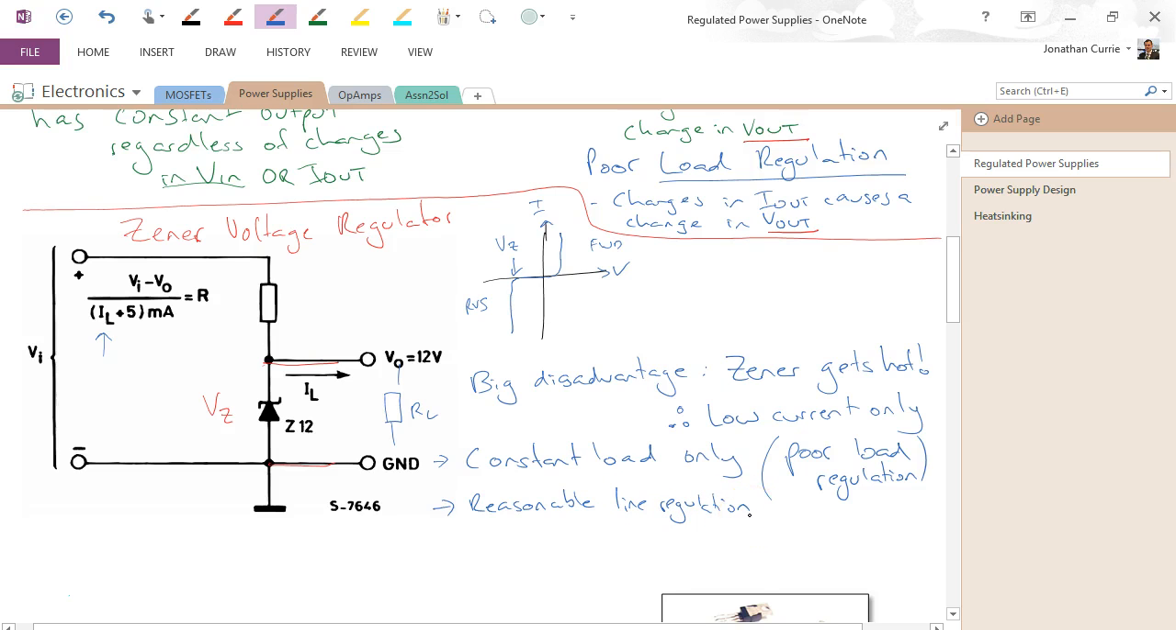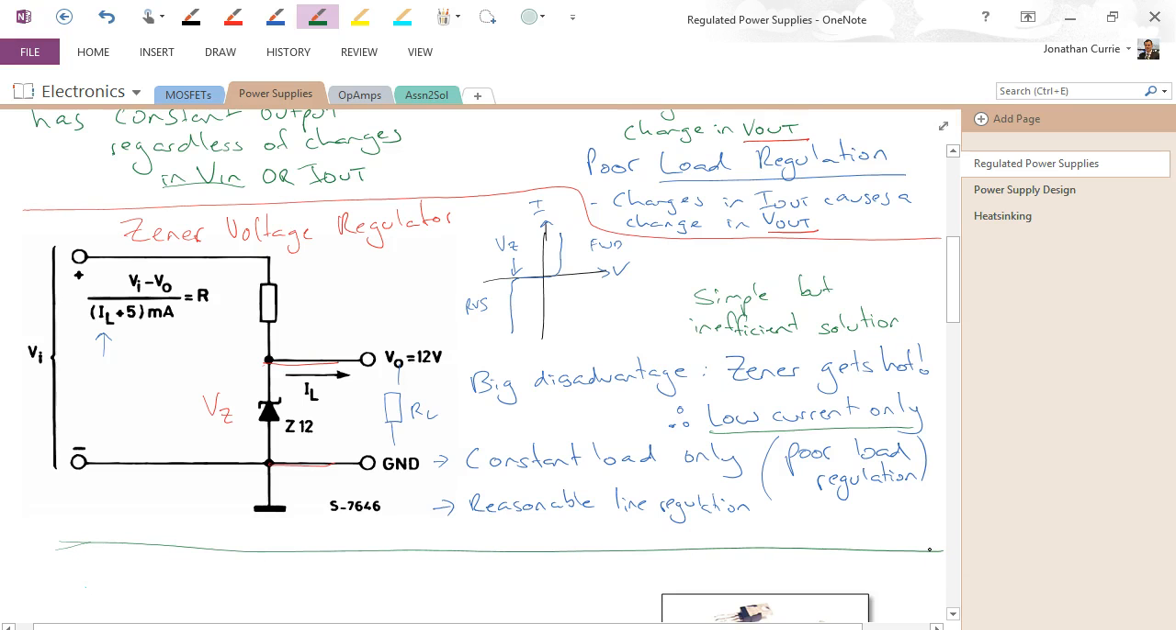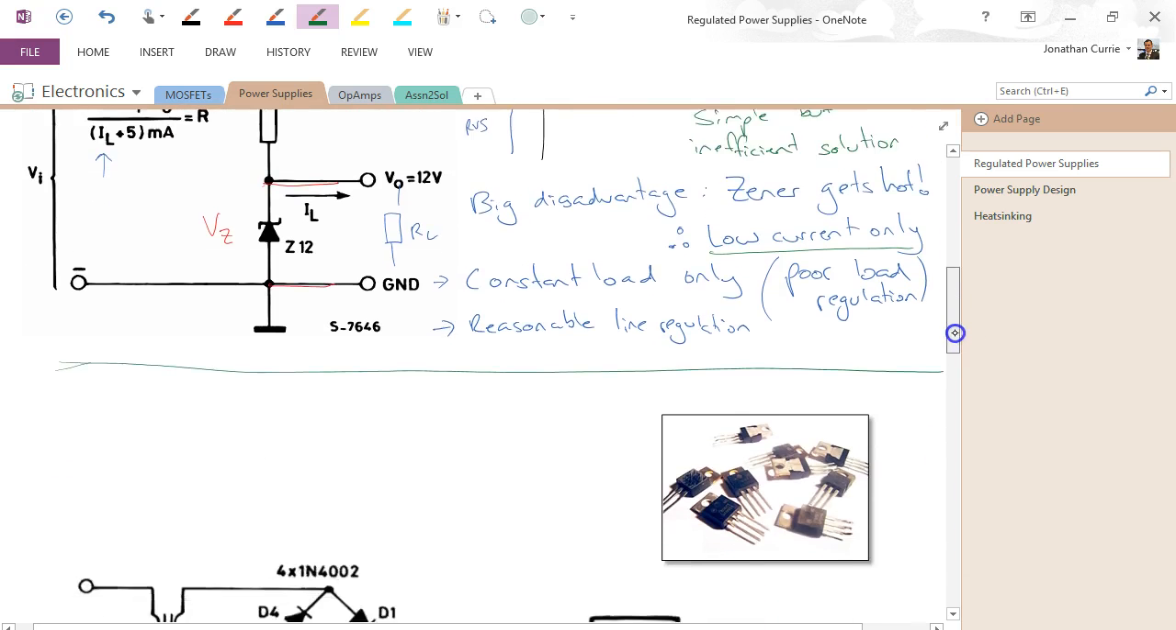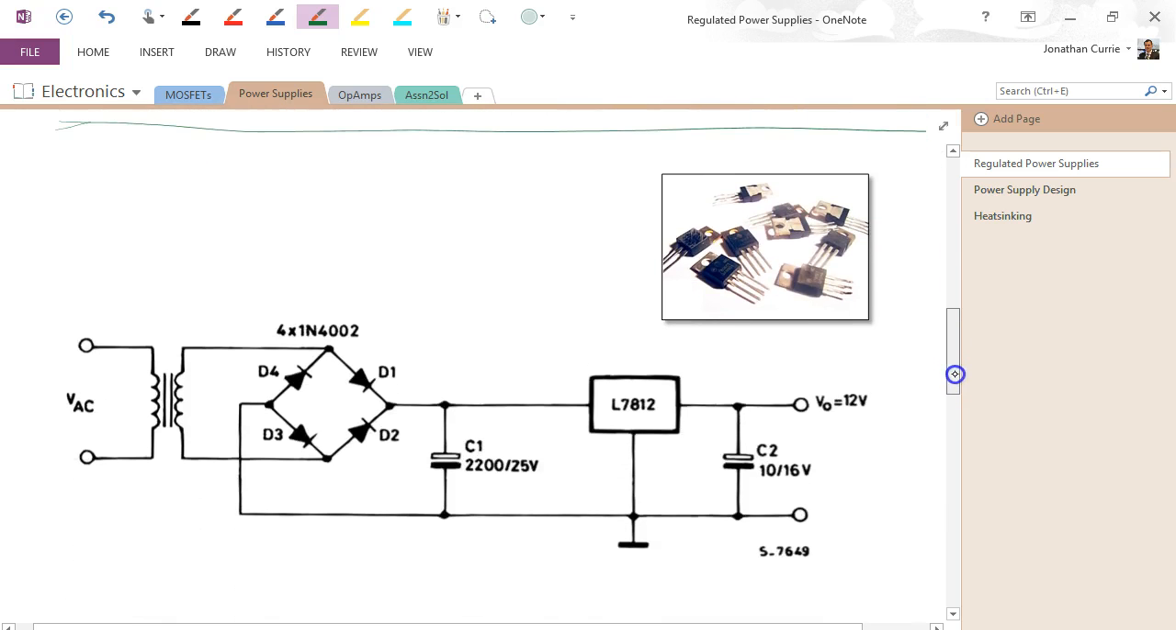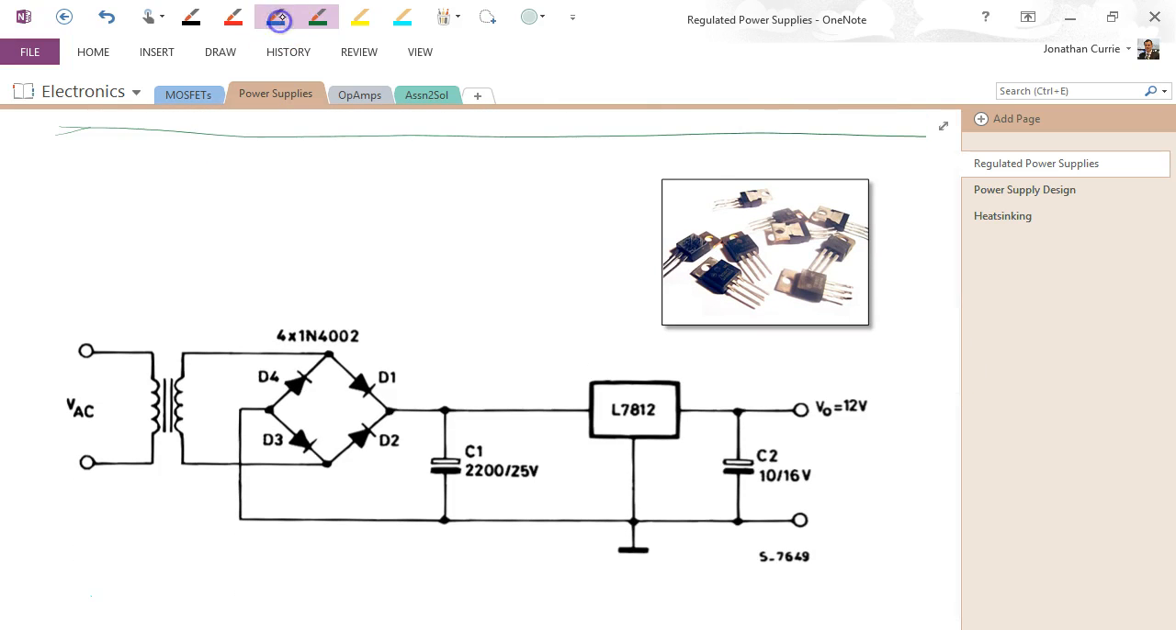We also have to watch out that if you actually remove that load completely, then all of the current's going to flow through our poor old Zener diode and you're probably going to blow it up. Alright, so this is a low current, simple but inefficient solution to our problem. Right, we're not gaining a whole lot by using the Zener voltage regulator, but it does exist and it is used.